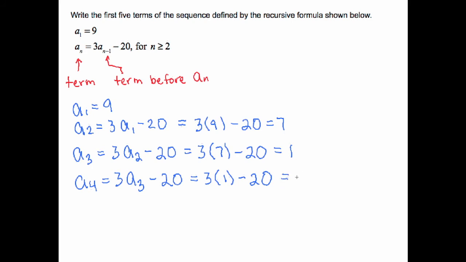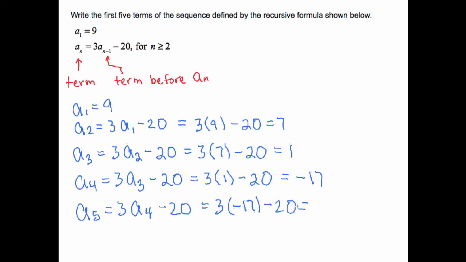And 3 minus 20 is negative 17. We get to the fifth term, A sub 5. This is 3 times A sub 4, the term before the fifth, minus 20. Which is 3 times, now the term before the fifth term is the fourth term, that's negative 17. So 3 times negative 17 minus 20. And this gives us negative 51 minus 20, which is negative 71.